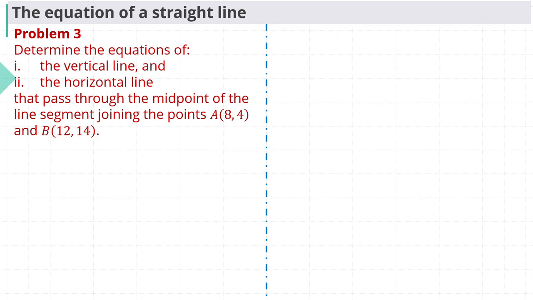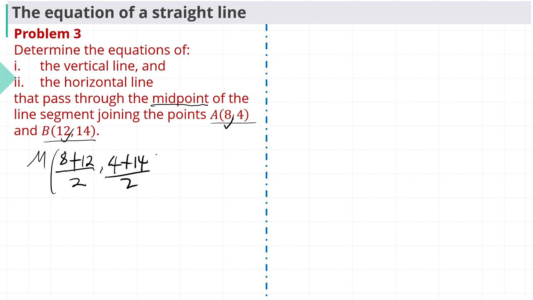And next question, determine the equations of the vertical line and the horizontal line that pass through the midpoint of the line segment joining the point A and B. So we find the midpoint of line segment AB. Let the midpoint be M. We know that to find a midpoint, we add the x coordinates divided by 2, comma, add the y coordinates divided by 2. The y coordinates are 4 and 14.